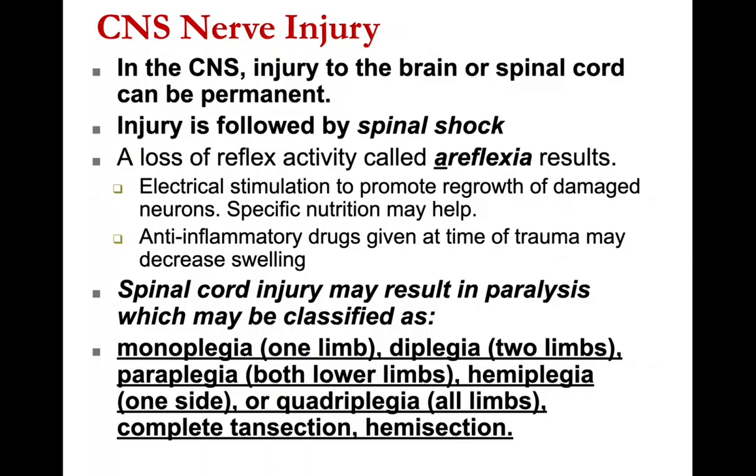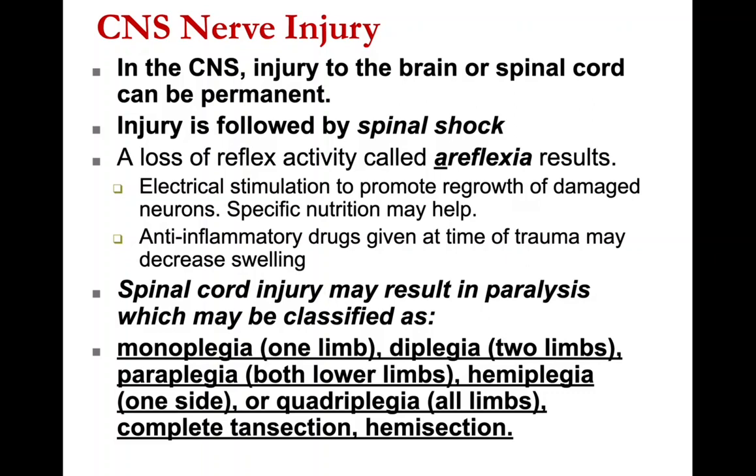So when we have nerve injury in the brain or the spinal cord, it can be permanent. And it's going to be followed by spinal shock. This loss of reflex activity is called areflexia. Electrical stimulation to promote regrowth of damaged neurons and specific nutrition may help. Anti-inflammatory drugs are usually given at the time of the trauma to try and decrease the swelling.